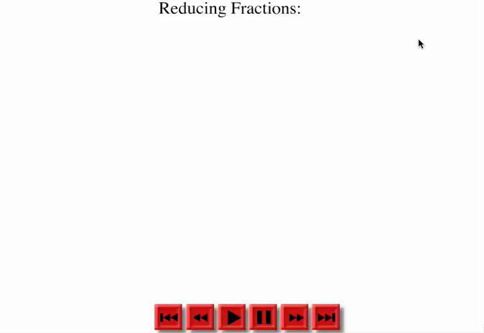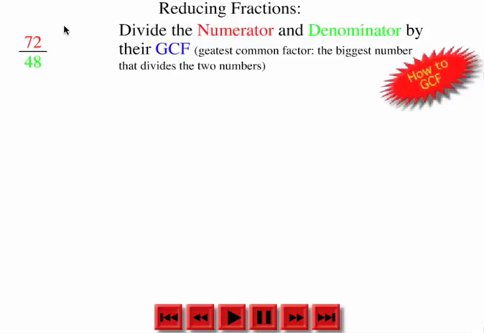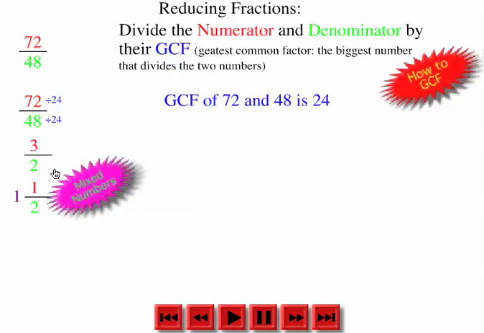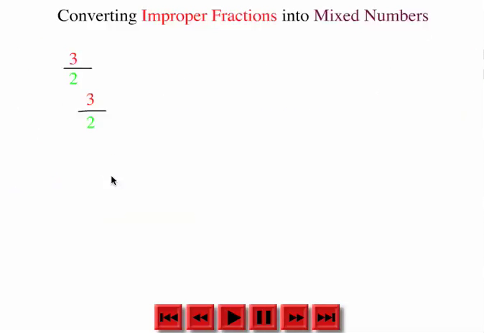Let's see how to reduce 72 over 48. The biggest thing that goes into 72 and 48 is 24, so the GCF is 24. And 24 goes into 72 3 times, and 24 goes into 48 twice. So that gives us 3 over 2, which is an improper fraction. So let's look at mixed numbers.